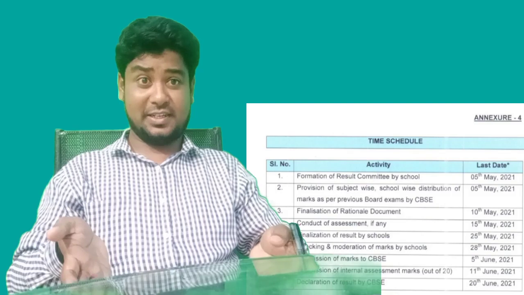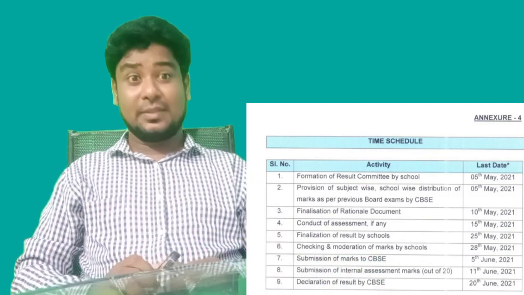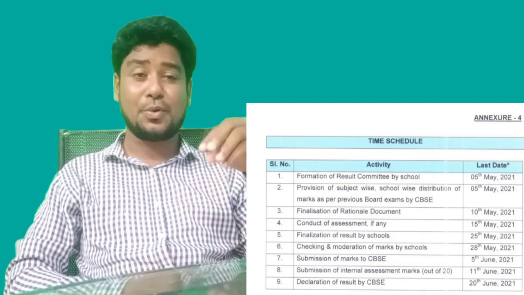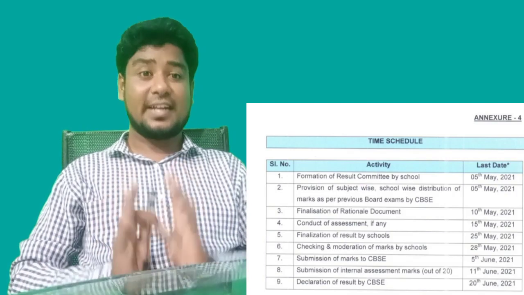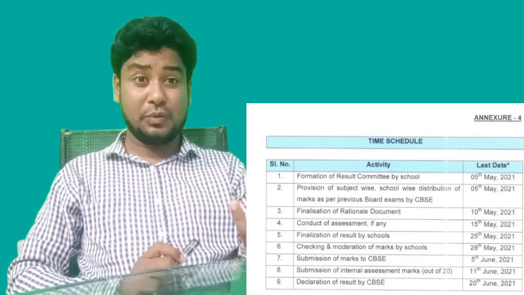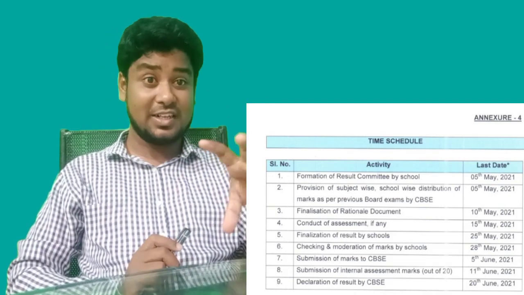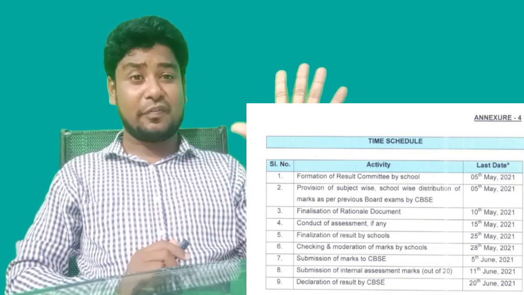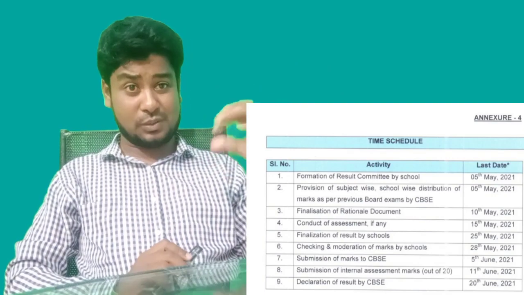And then there is a timeline, the dates. So let's see what are the dates by which these things have to be completed. The complete process is going to start from 5th May. That's today, 1st of May. From 5th May, the result committee has to be formed. So the 8-member committee I told you about will be formed by 5th May, and on 5th May itself the board will give the schools the previous board results on which this year's result has to be moderated. And by 10th of May, the complete documents have to be presented.